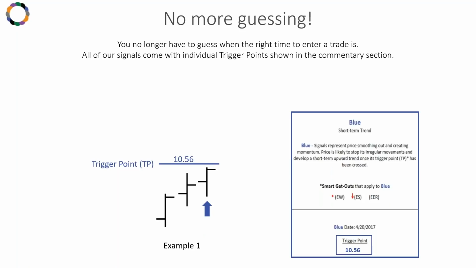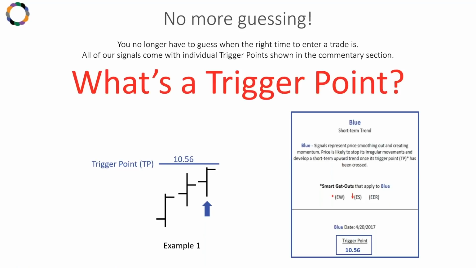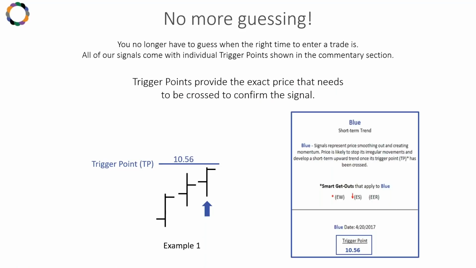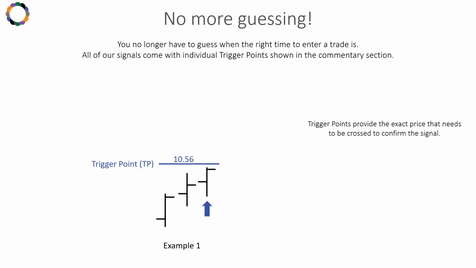Let's start with the question that's probably on everyone's mind. What is a trigger point? Well, trigger points provide the exact price that needs to be crossed to confirm the signal. Gone are the days of jumping into a trade just because price took out the last bar's high. That one-size-fits-all approach is now a thing of the past. All of our trigger points are customized to fit the specific security that you're looking at.